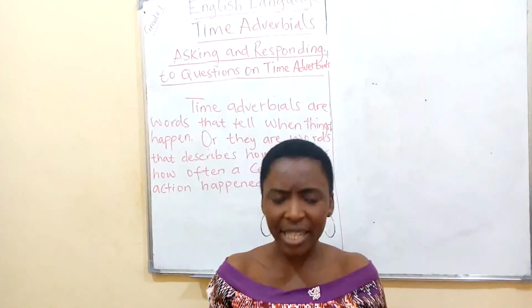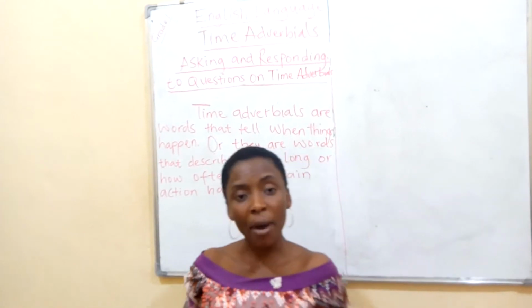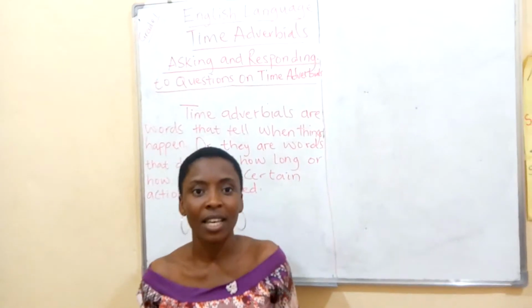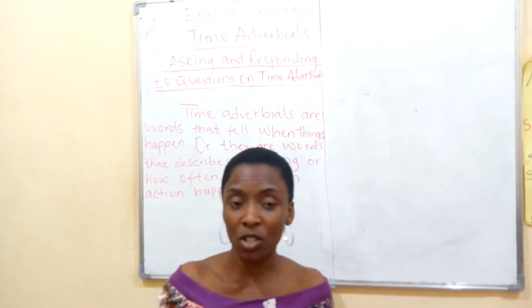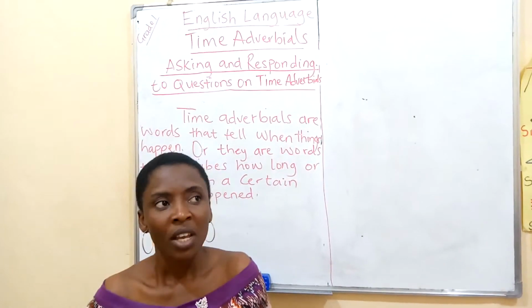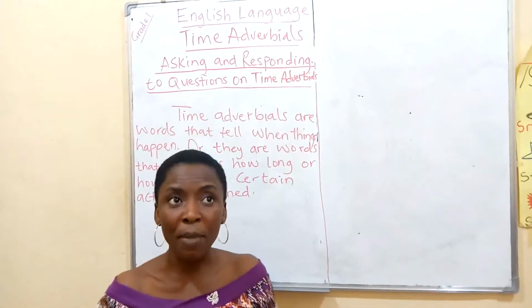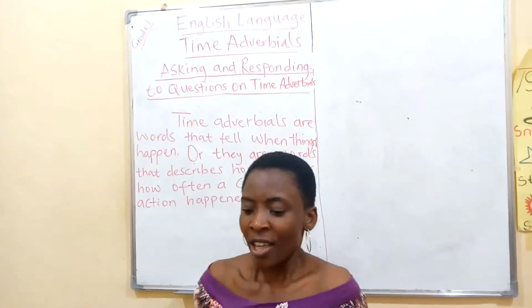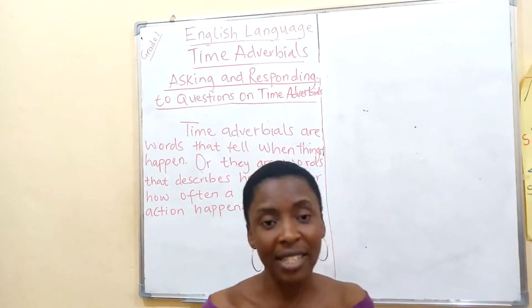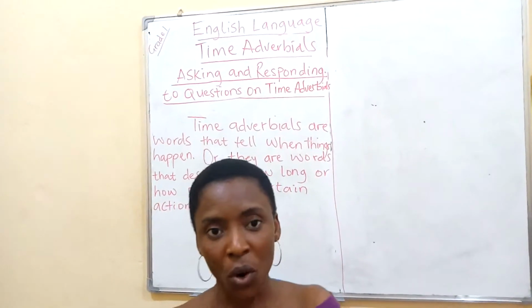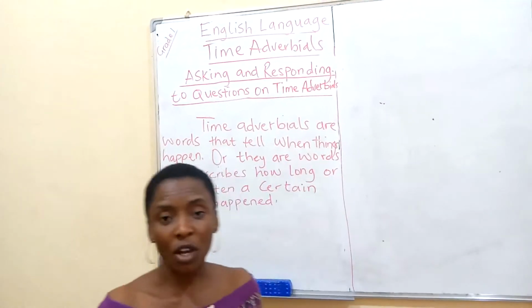Now, what are these time adverbials? Time adverbials are words that tell us when an action happened. We can also say that time adverbials are words that help us to describe how long or how often a certain action happened. So that's what we are going to look at today.